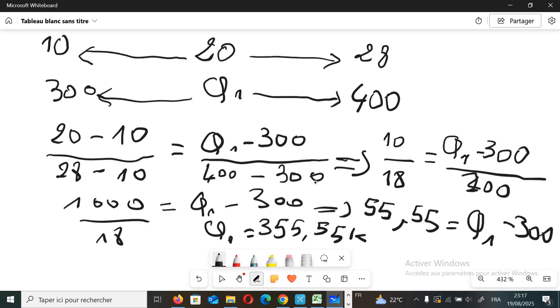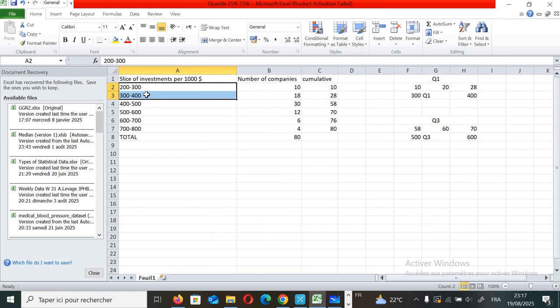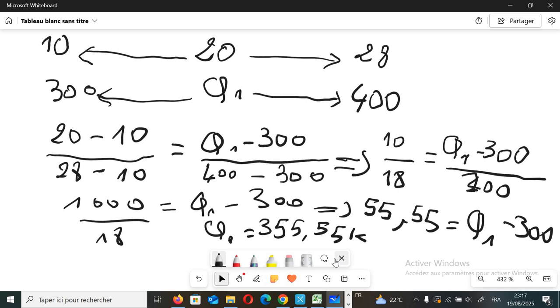The interpretation of it is that 25% of companies in this sample make an investment inferior to $355,555, and 75% make an investment superior to $355,555. Okay, this is the Q1.